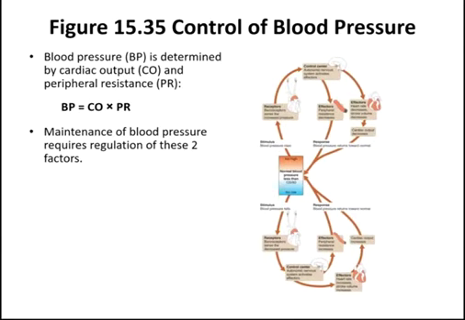Okay. Control of blood pressure. Blood pressure is determined by cardiac output, as we determined a few slides ago, and peripheral resistance. So overall blood pressure is cardiac output times peripheral resistance. You can see how, when we talked about cardiac output influencing blood pressure, here we come down to the final step where we combine it. Cardiac output times peripheral resistance gives you that blood pressure.